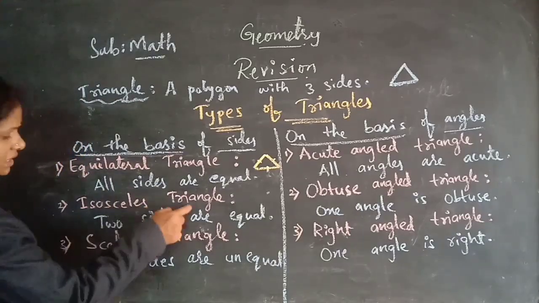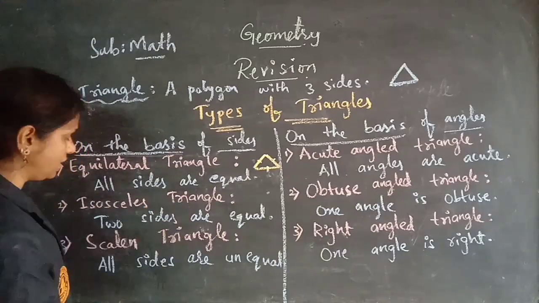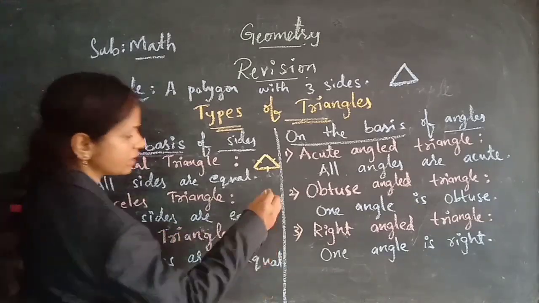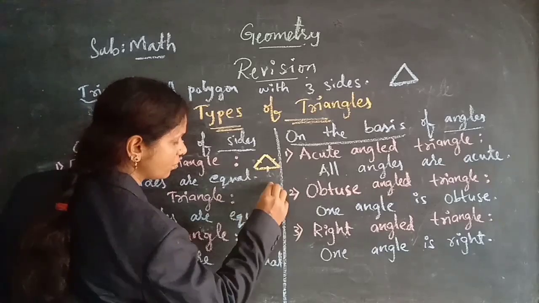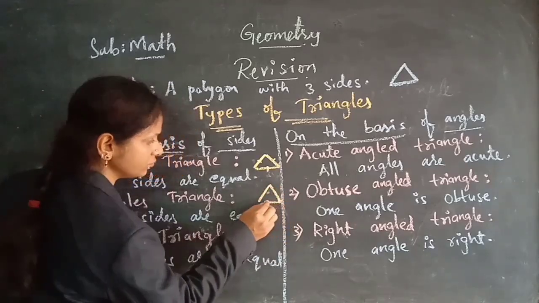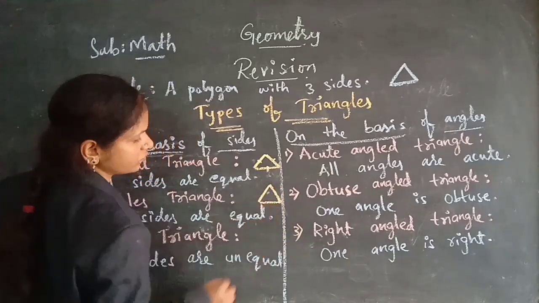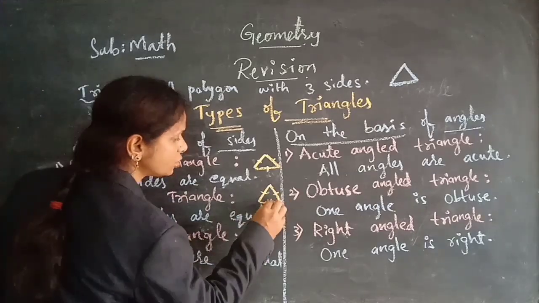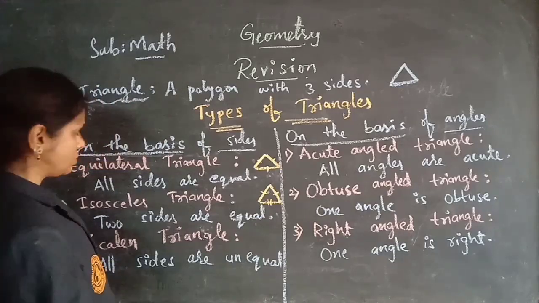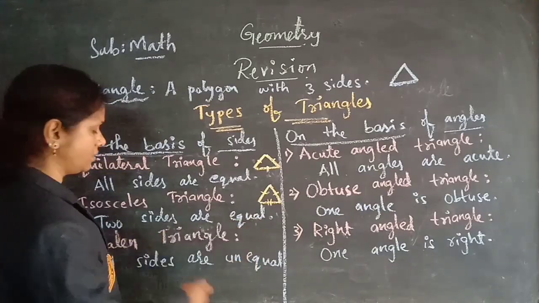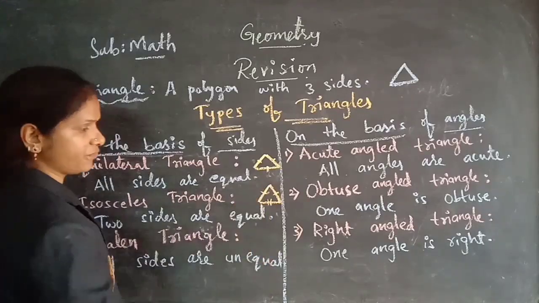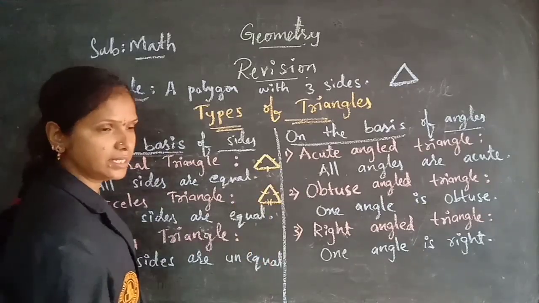Coming to the isosceles triangle here. What is an isosceles triangle? Two sides are equal. Any two sides are equal. Here you can see I am drawing the shape of an isosceles triangle. So these sides should be equal and the third side should be different. Here you see, two sides of a triangle are equal, any two sides of a triangle. The third side is different.